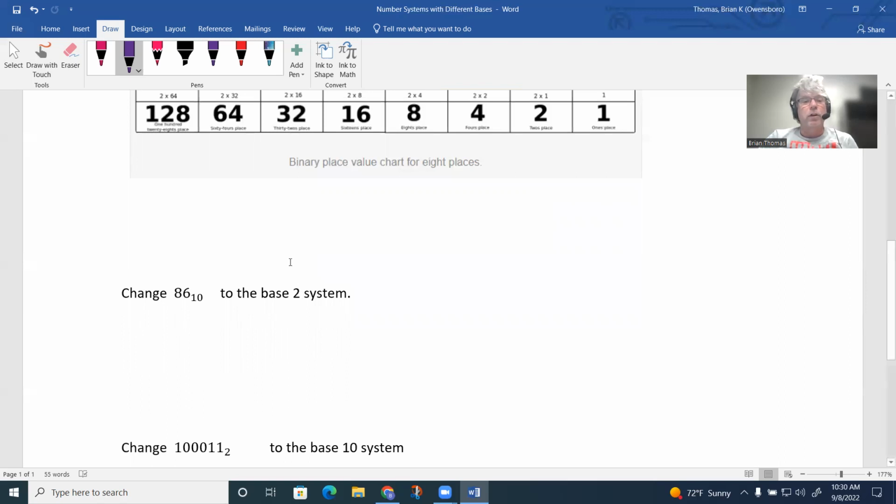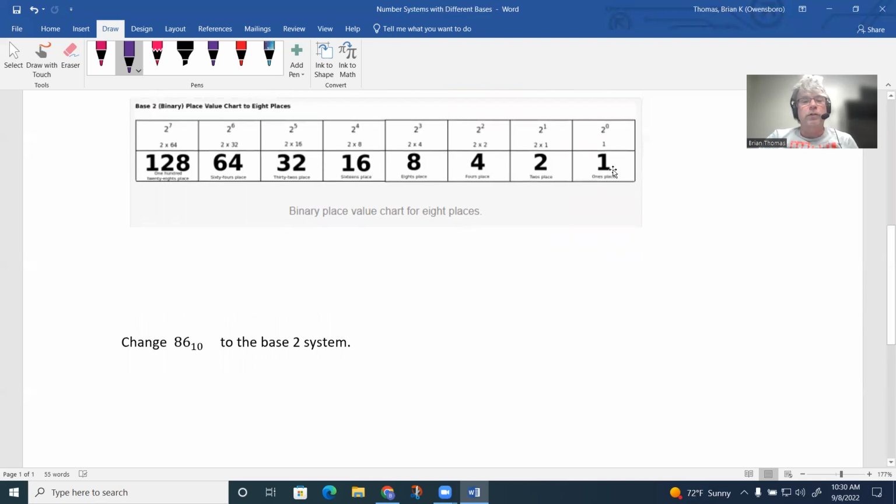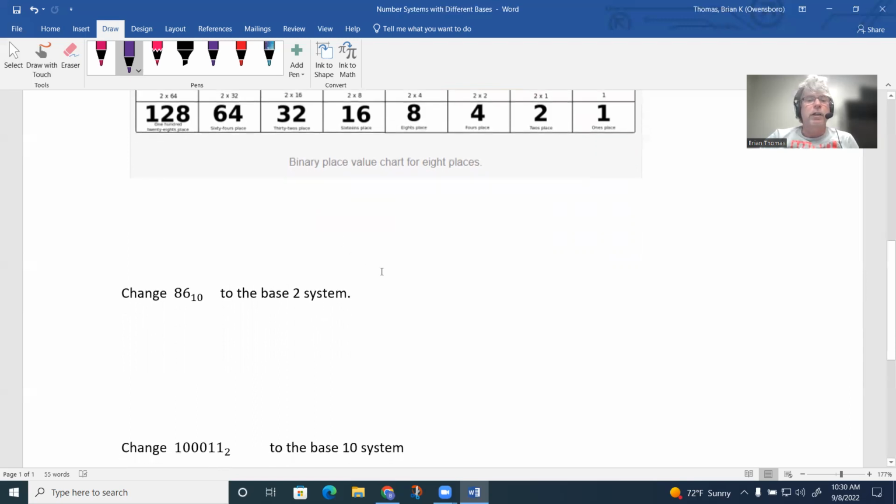To do a base 2 system, we have to use just ones and zeros. Looking at the place values, the highest I can go without going over 86 is 64. So I need a 1 in the 64s place. If I use 64, I have to figure out how much of that 86 is left. 86 take away 64 leaves 22.